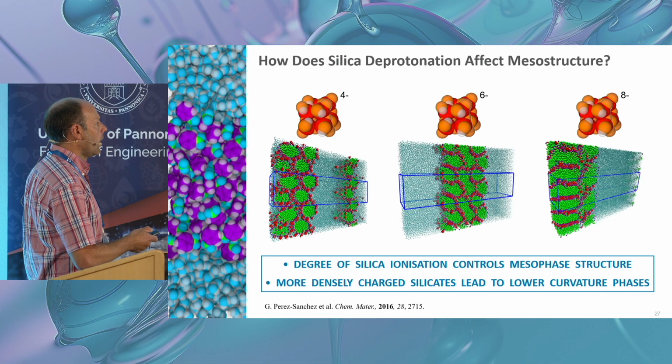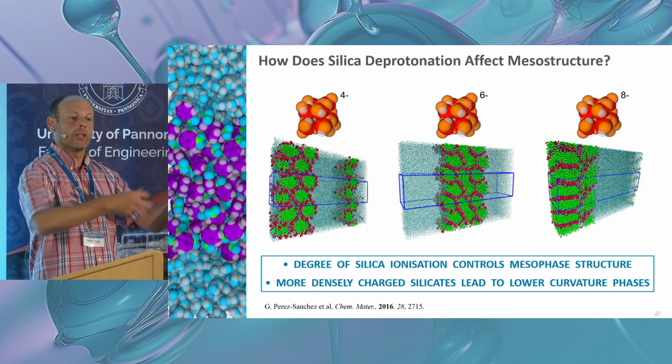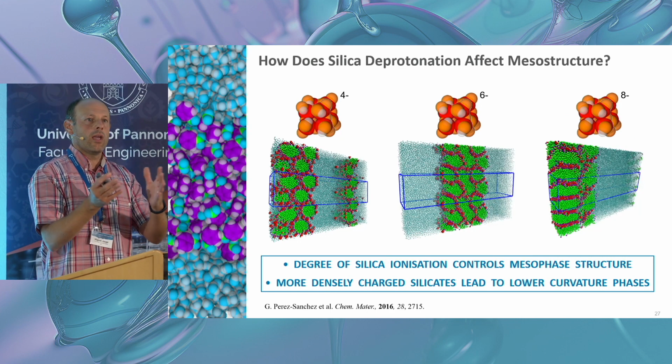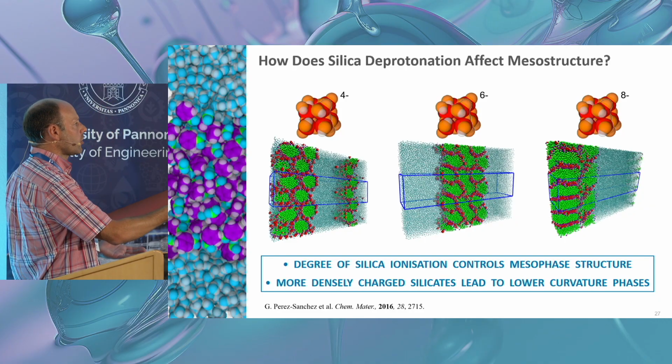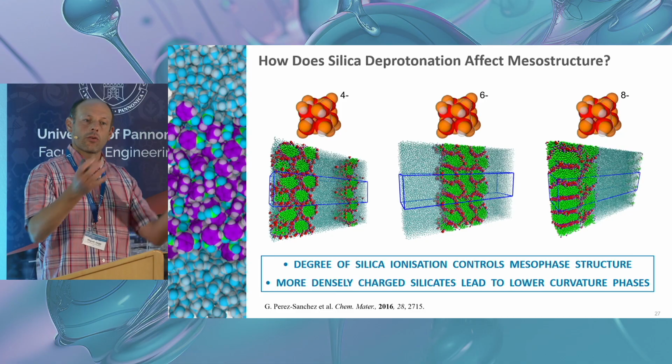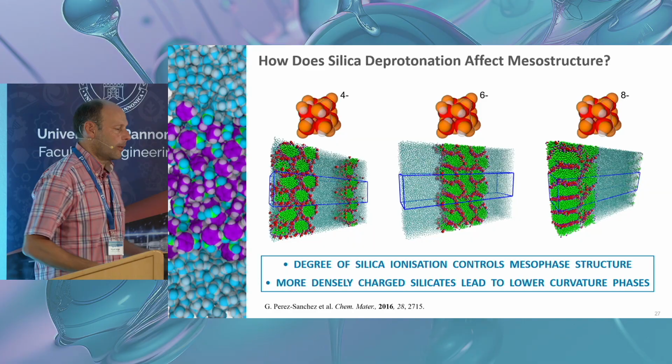We can show the same with the degree of charge. We can keep the speciation constant, but protonate or deprotonate. This would, in a way, represent a change in pH of the solution. As you change that, you change the degree of charge. That changes the curvature of the aggregates, and you can go back to hexagonal phase at lower charge, okay?